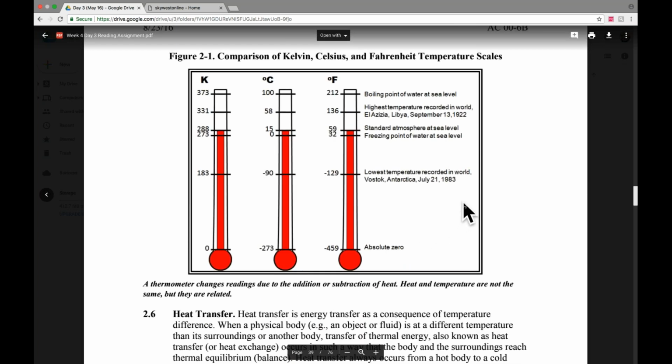So here's a comparison chart. Kelvin, 288 degrees is 15 degrees Celsius or 59 degrees Fahrenheit. So this is standard atmosphere at sea level. The boiling point in Kelvin is 373 degrees. Celsius is 100 and Fahrenheit 212.